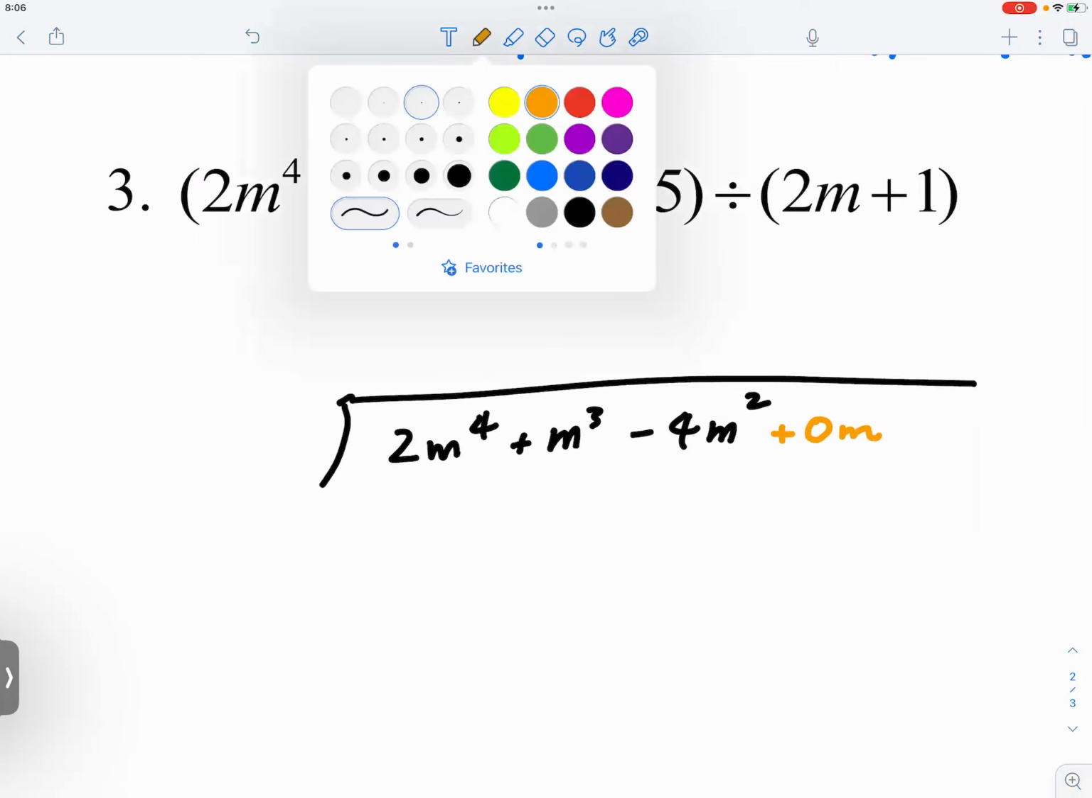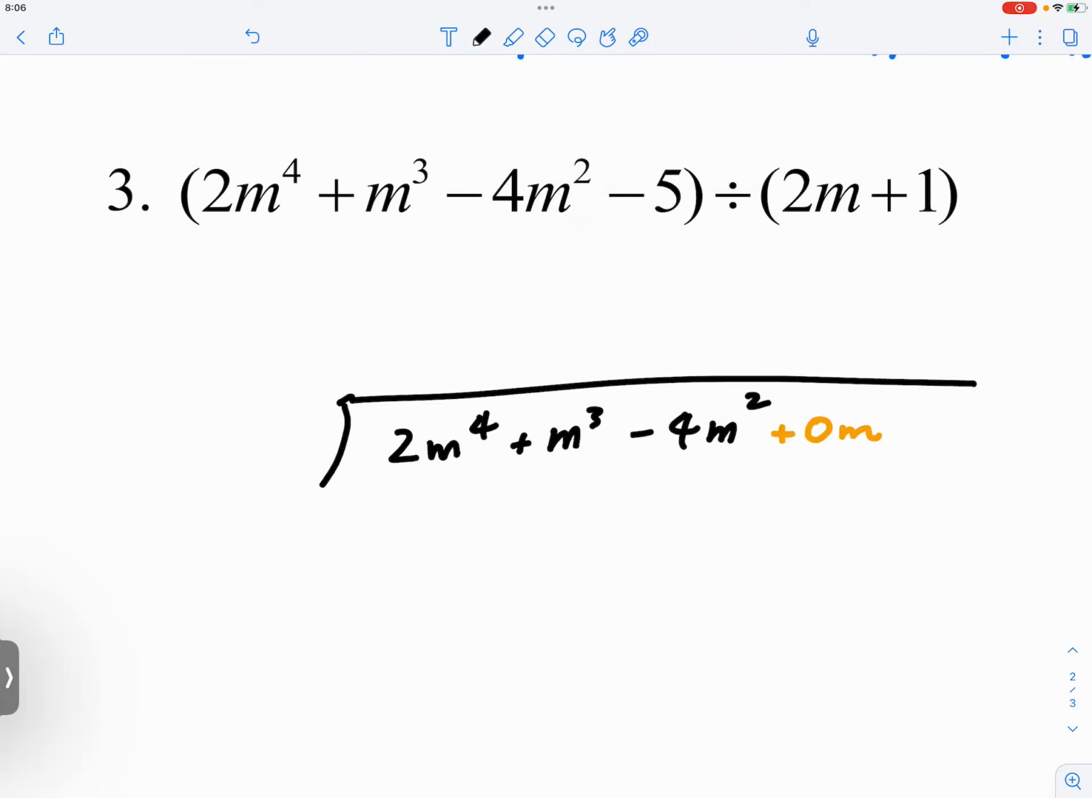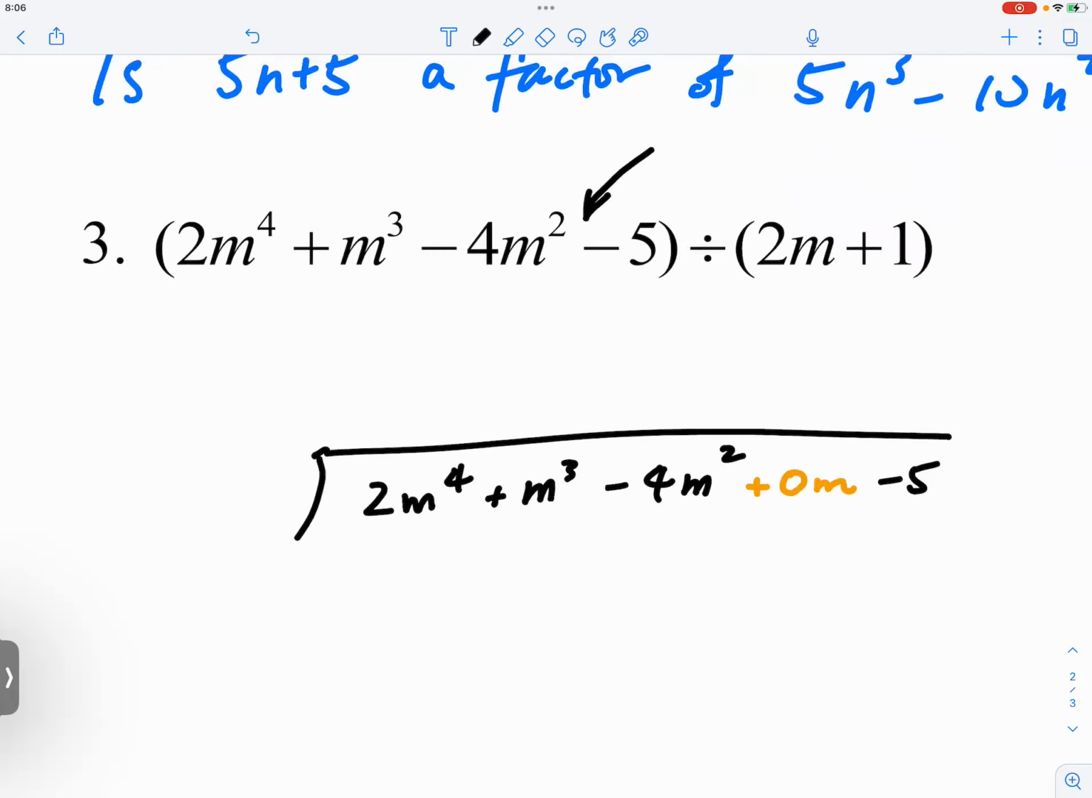It is missing the m term in this case. All right, so this is where your eyes would come in and say, wow, look at the power. It's 4, 3, 2. Wait, hold on. Where's the m to the first power? It's not there. Well, if it's not there, you gotta fit it in.